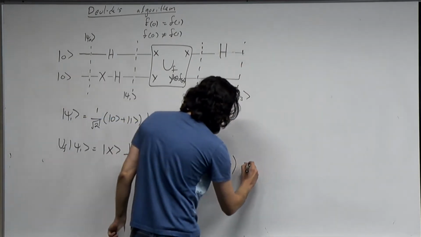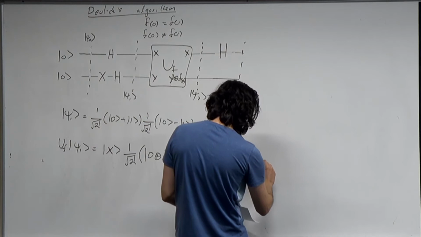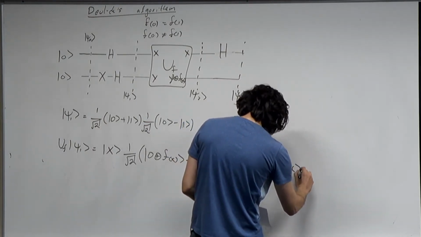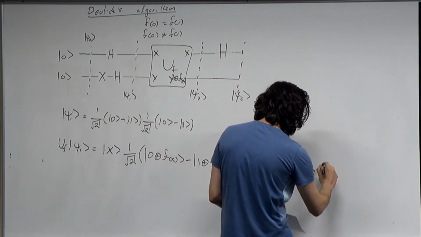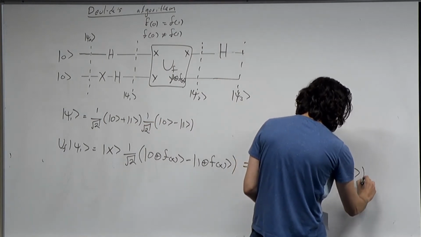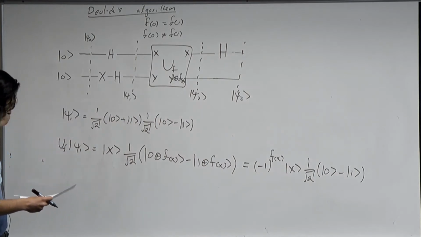You can also write this in this way: minus 1 to the power of f of x over x, 1 over square root of 2, 0 minus 1. Okay? That is another convenient way of writing it.